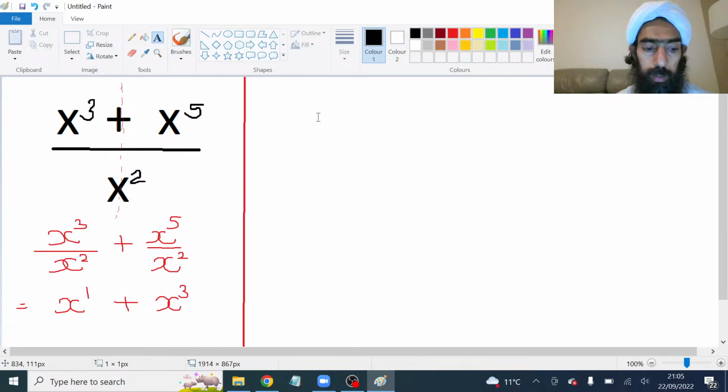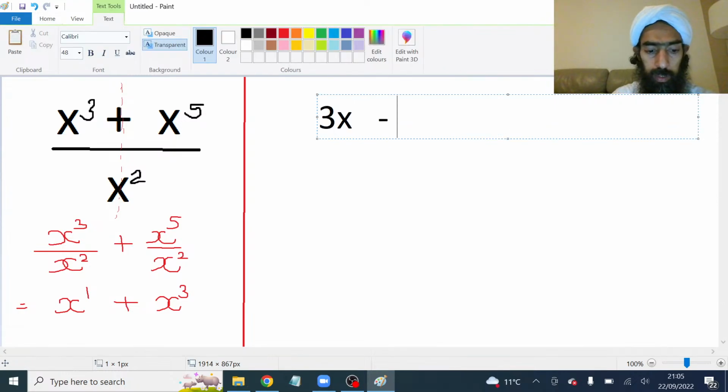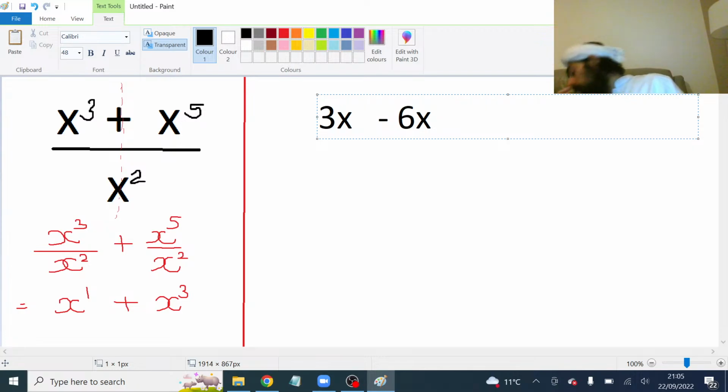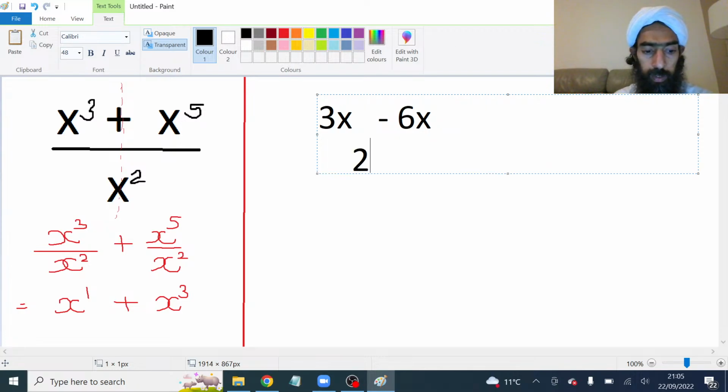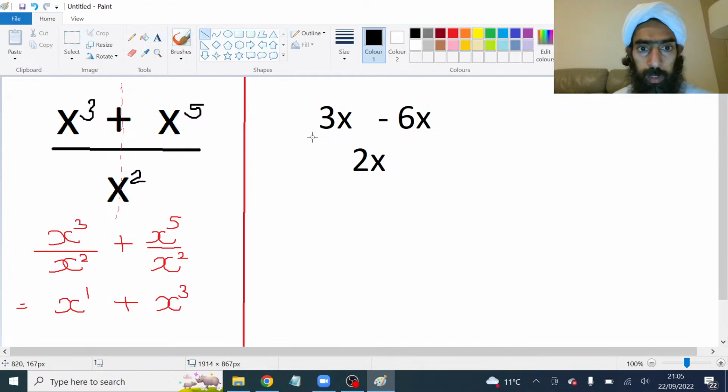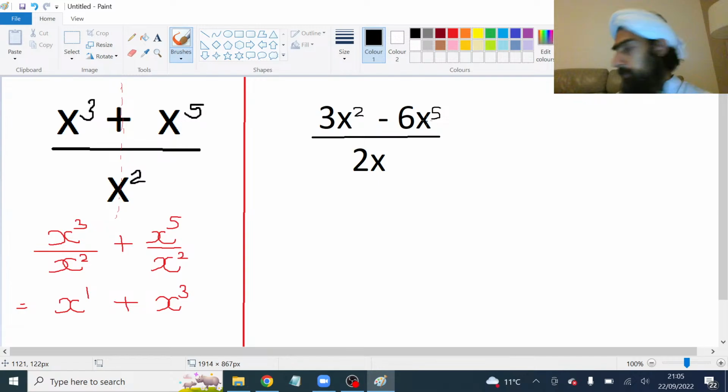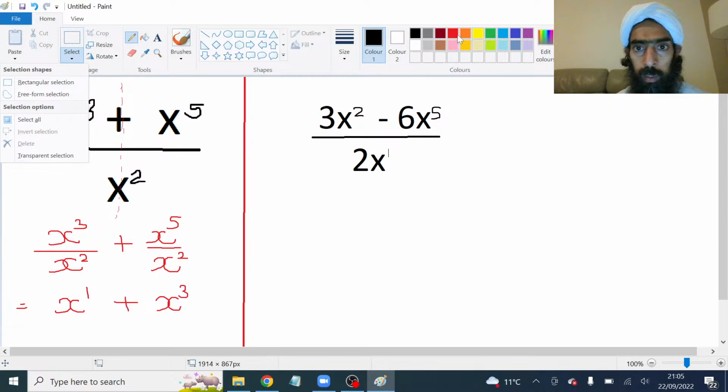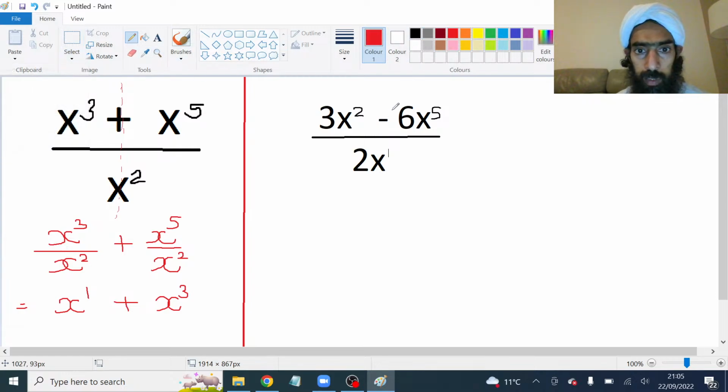Let me just check my notes. So 3x squared minus 6x to the power 5 all over 2x. Let me just put in those powers now while you have a think about how this split is going to be done. So I've got 3x squared minus 6x to the power 5 all over 2x. Here it's worth putting in a power 1 on the x. x is really power 1, so that's worth just putting it in right now just to make it a bit easier later. Then the split can happen either before the minus or after the minus, it doesn't really matter.